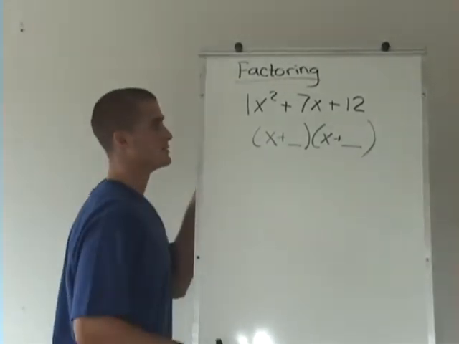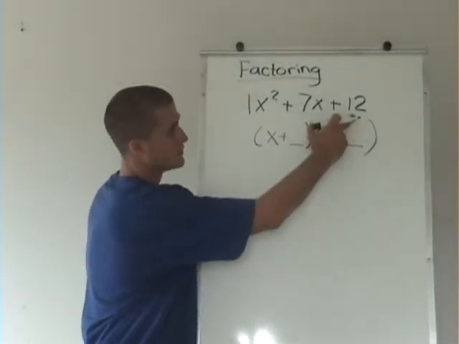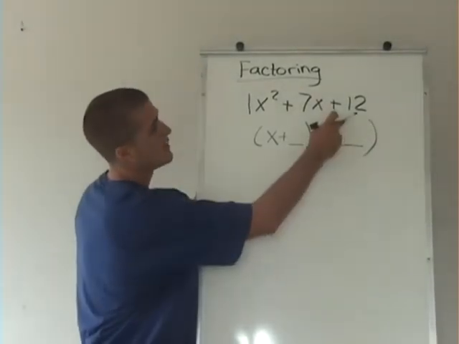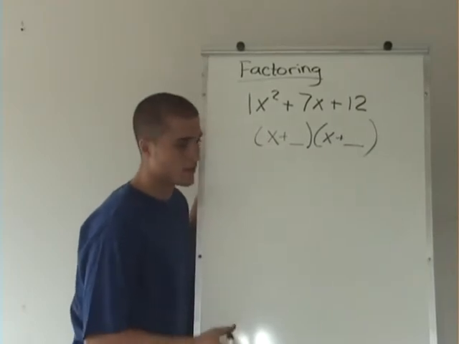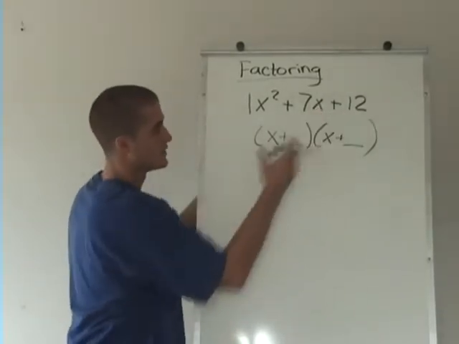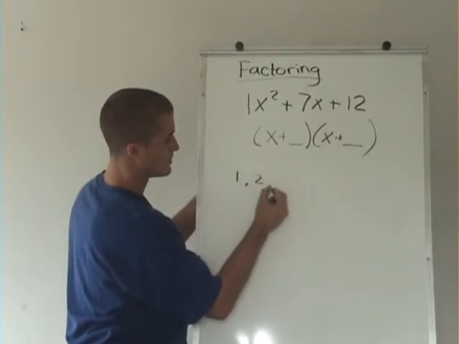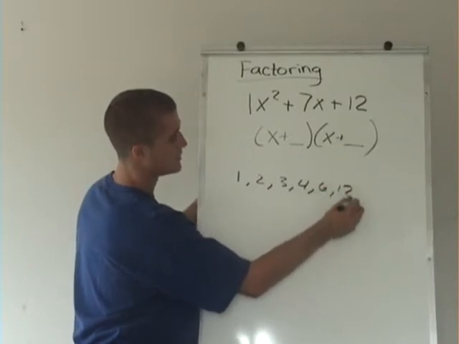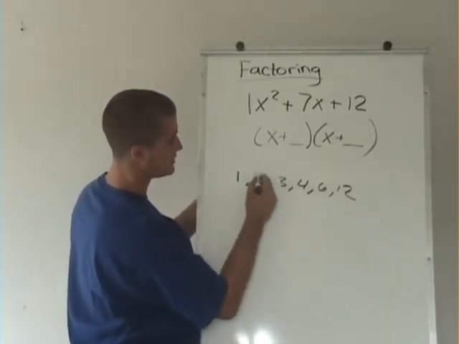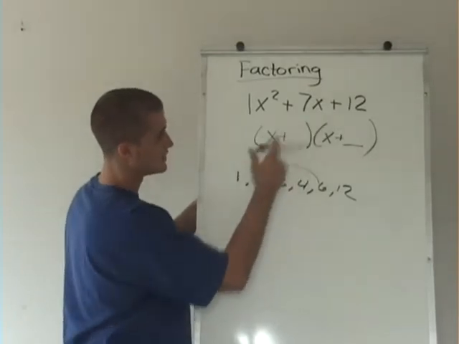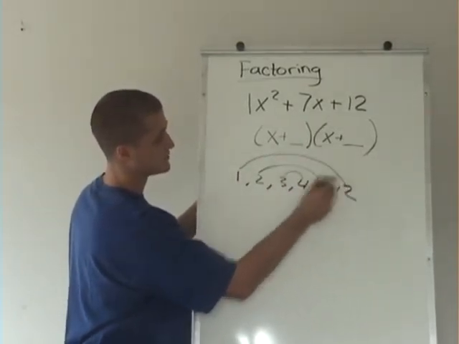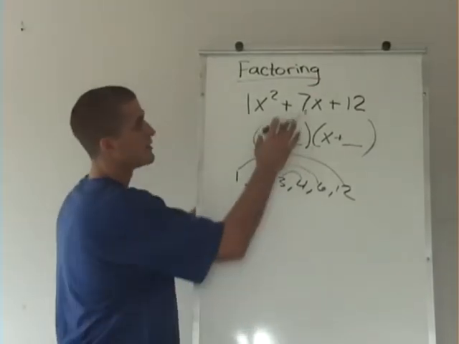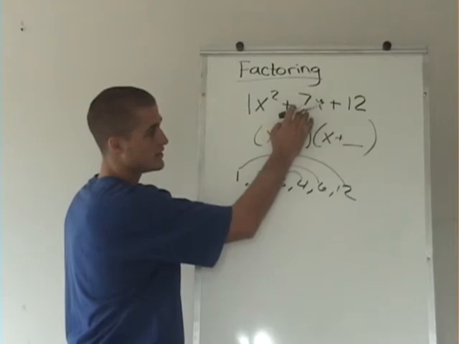And how we do that is we look at the end term here, where x is of degree 0, where there's no x, and we think of all the different numbers that are factors of this 12. So we have 1, 2, 3, 4, 6, and 12. And then we look at these, and we would take 2 times 6 to get the 12, 3 times 4, or 1 times 12. And we see which one of these we could add or subtract together to come up with this 7 term right here.